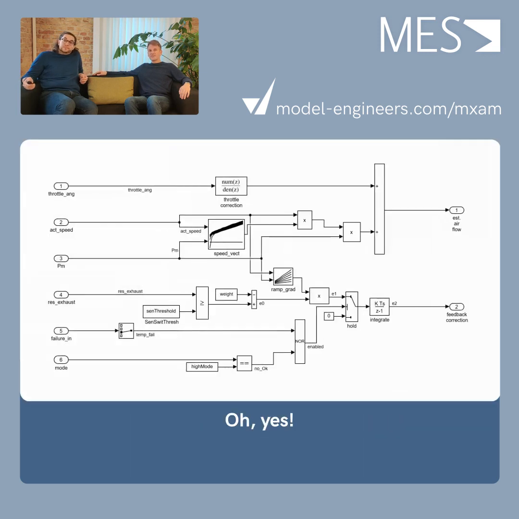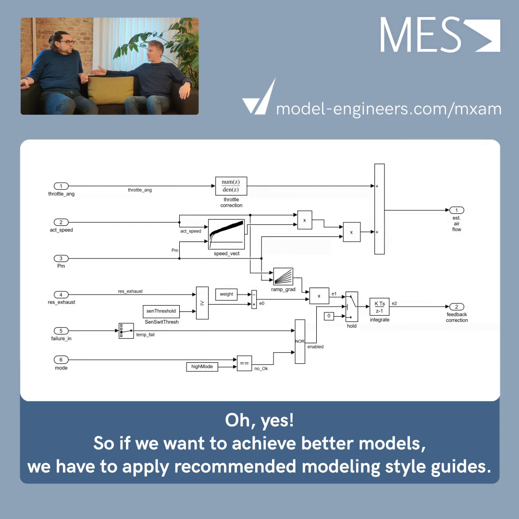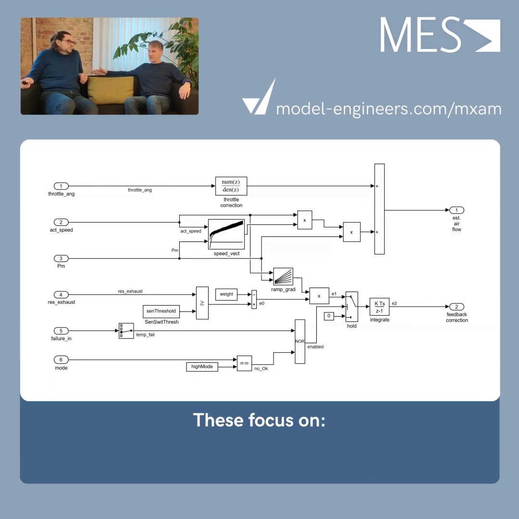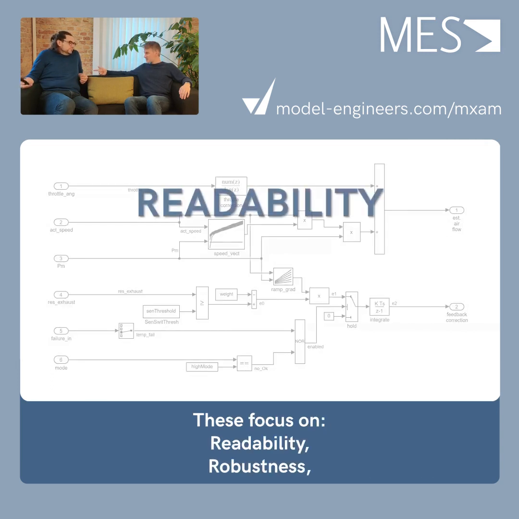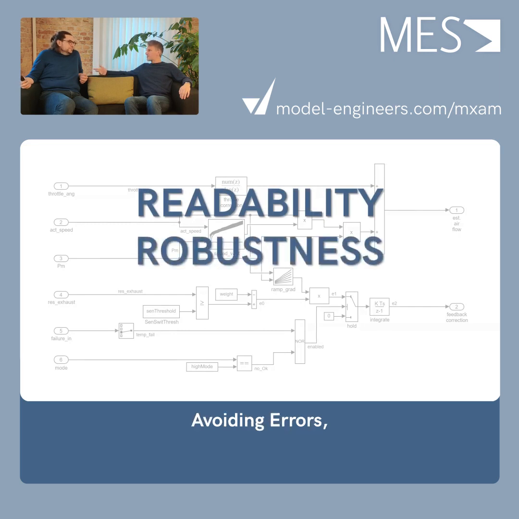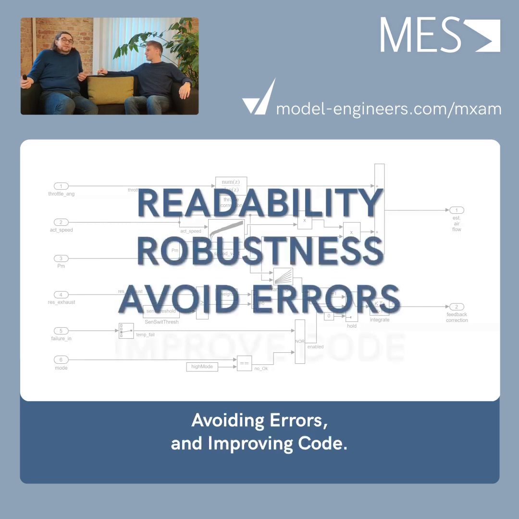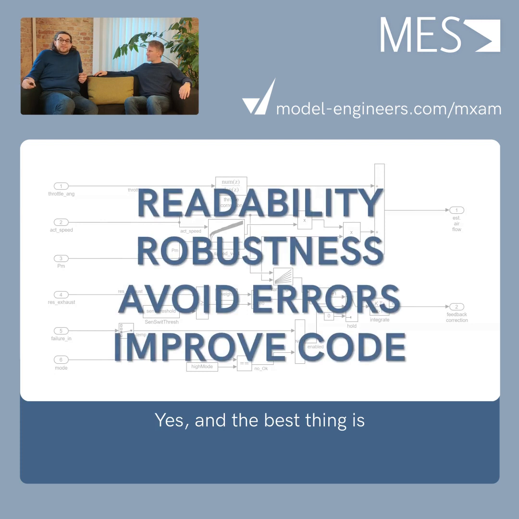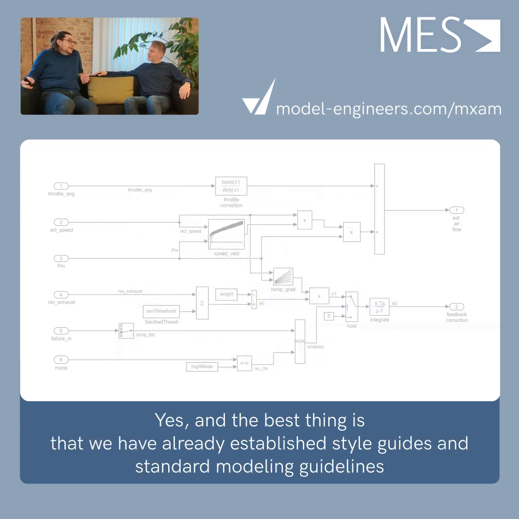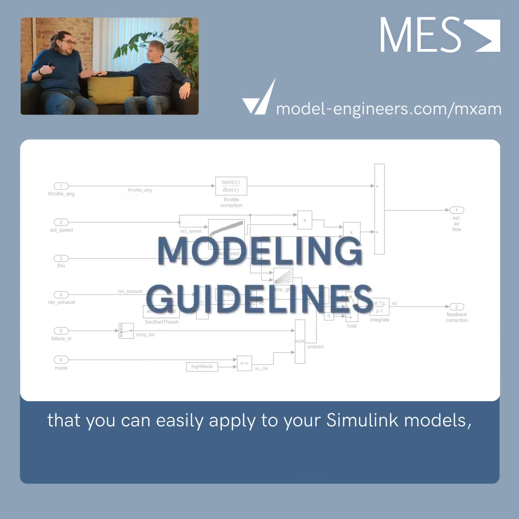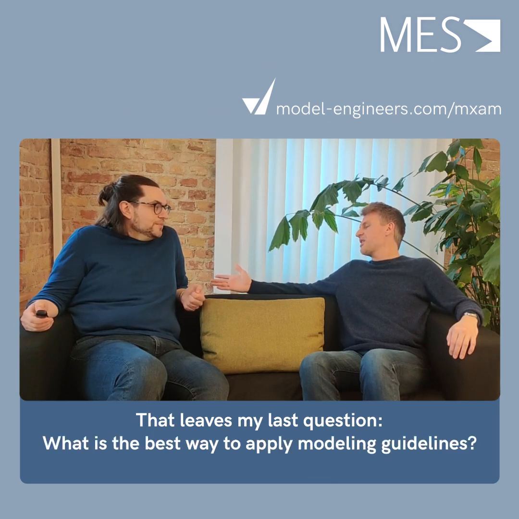Oh yes. So if we want to achieve better models, we have to apply recommended modeling style guides, and these focus on readability, robustness, the avoidance of errors, and the improvement of the generated code. Yeah, and the best thing is that we have already established style guides and modeling guidelines that can easily be applied to your Simulink model, and these are, for example, mapped in MES. So that leaves my last question. What is the best way to apply modeling guidelines?